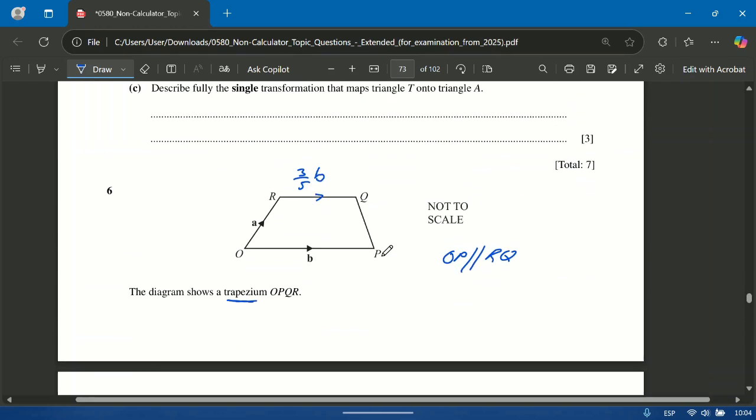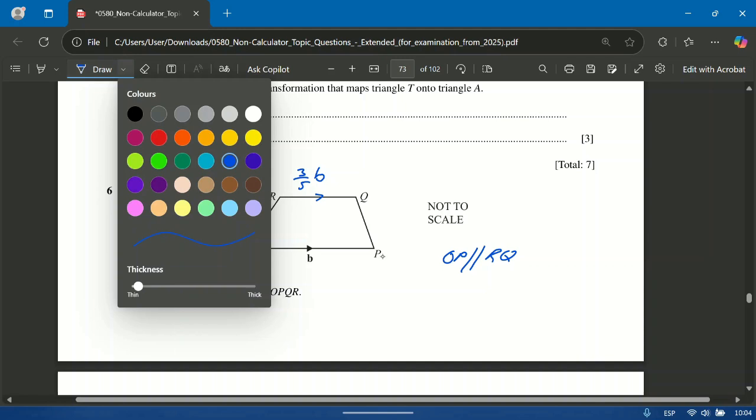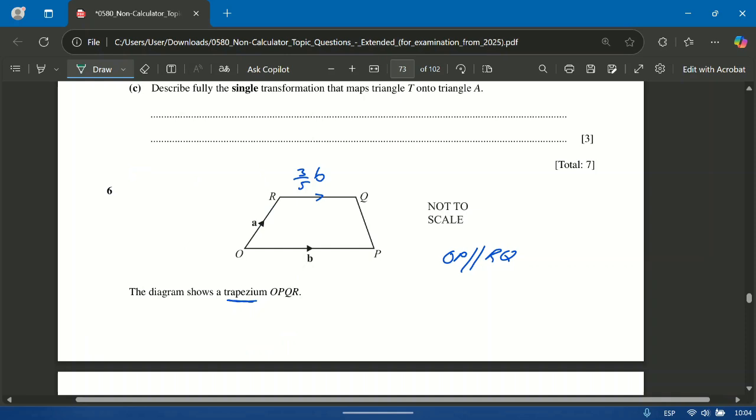Right, like all vector questions, the first one is usually a little bit easier, and then following questions are often a bit harder. Okay, so we want to know what PQ is in that direction. We need to find it in terms of B and A. So we're going to take this route, right? We can say that QP equals PO plus OR plus RQ.